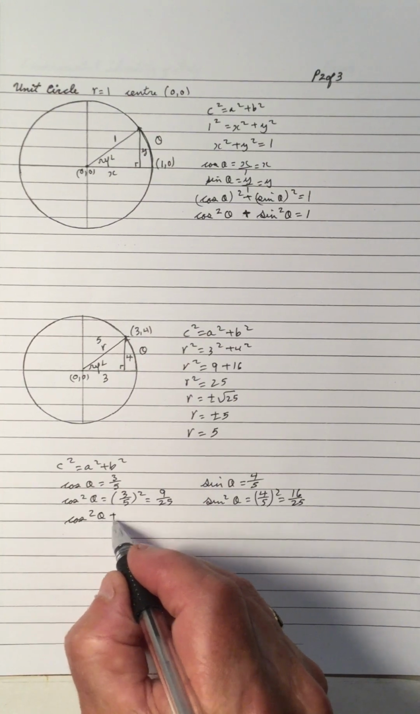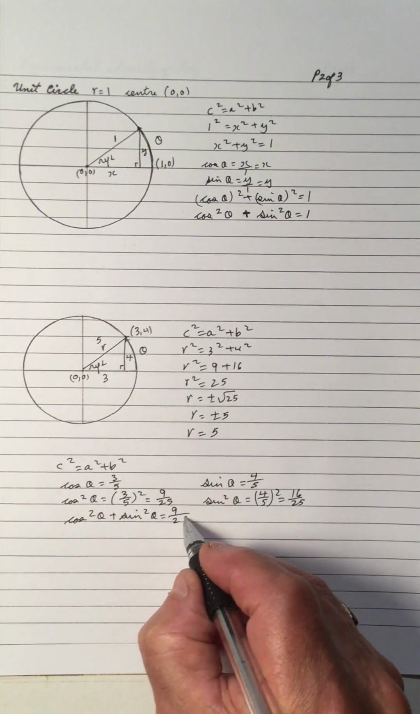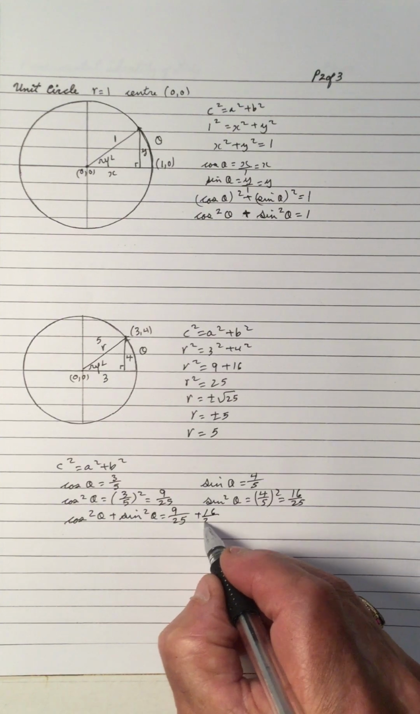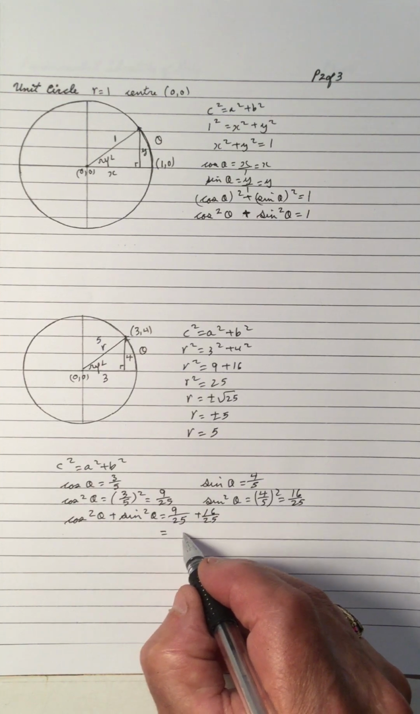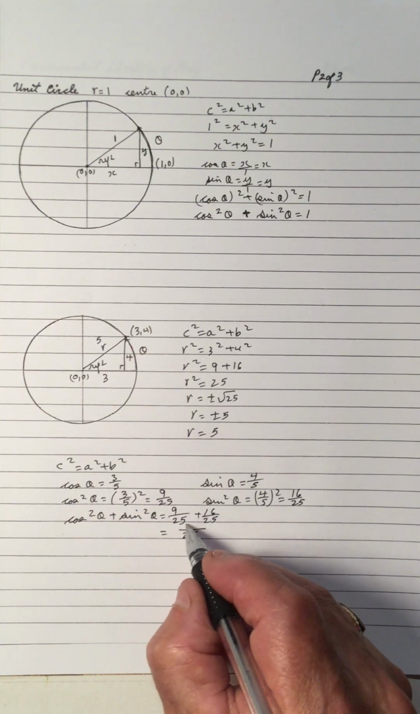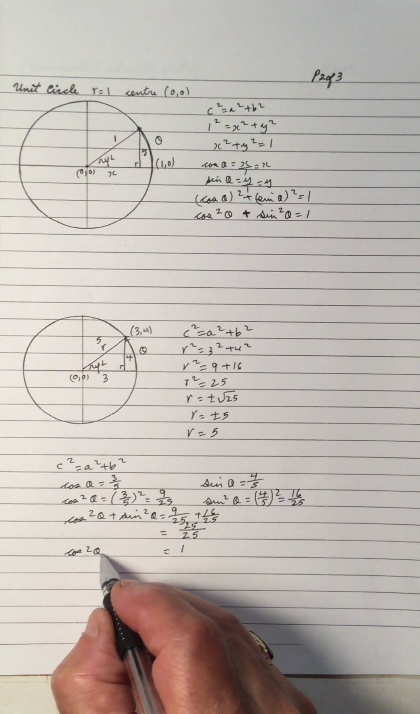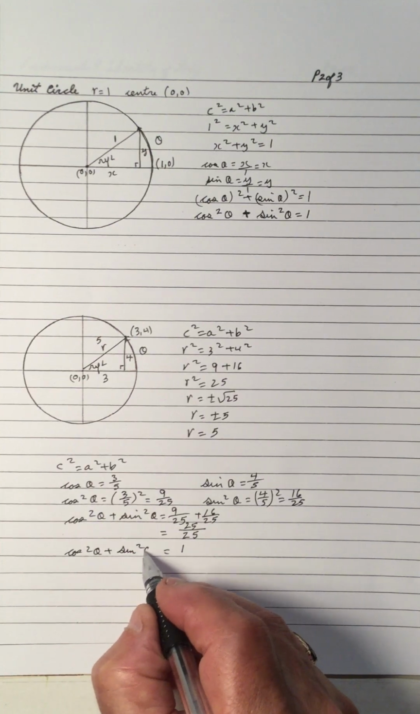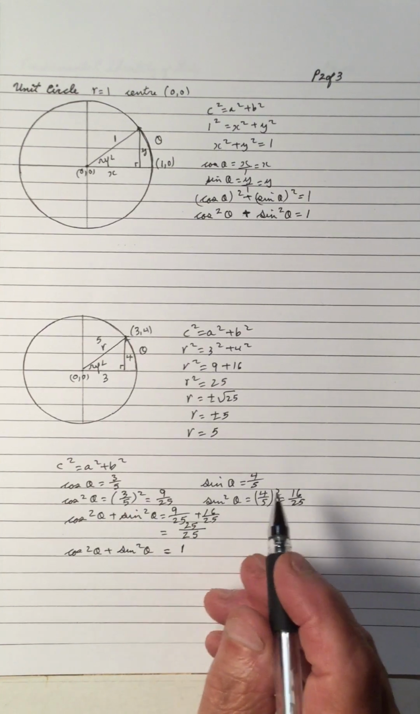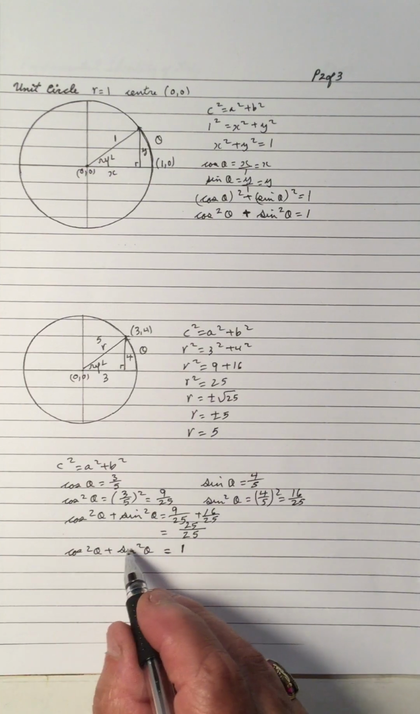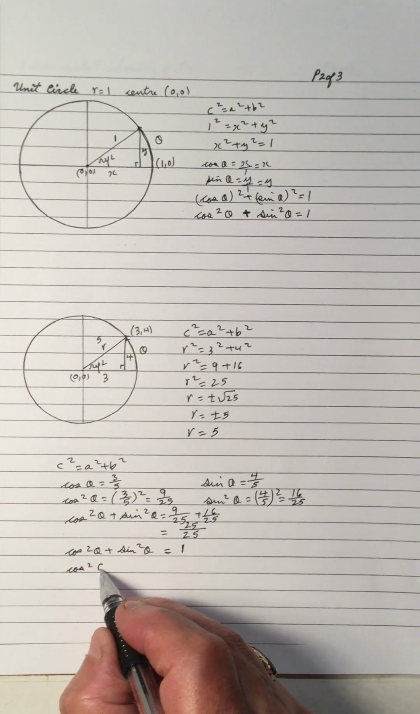If we take cos squared and add on sine squared, we have 9/25 added to 16/25. Both denominators are the same, so we add 9 plus 16, which is 25, and that gives us 1. So cos squared theta plus sine squared theta is equal to 1. Again, the fundamental identity.